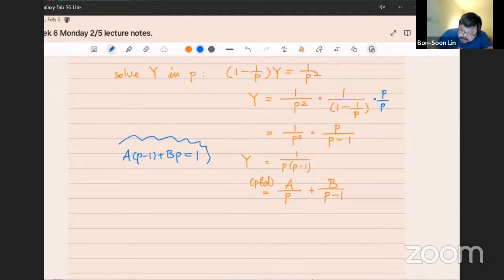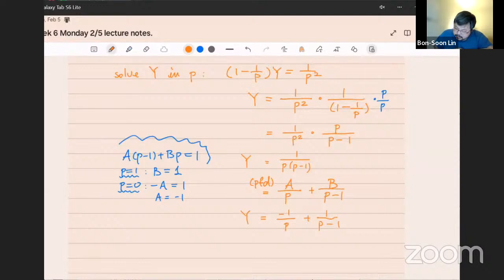And here, this is a simple one. We can just plug in some values of p to figure out what a and b are. So for example, if p equals 1, then we get b is equal to 1. And if we plug in p equal to 0, then minus a is equal to 1, so a is negative 1. So this tells me that big Y is negative 1 over p plus 1 over p minus 1, right?